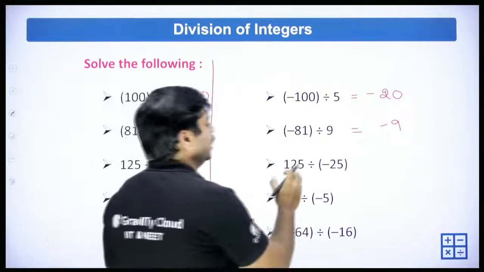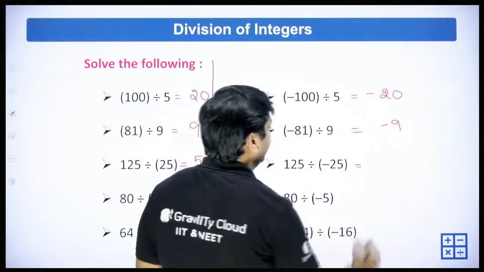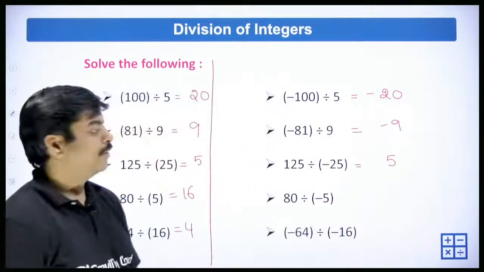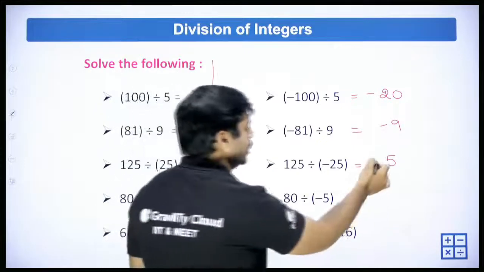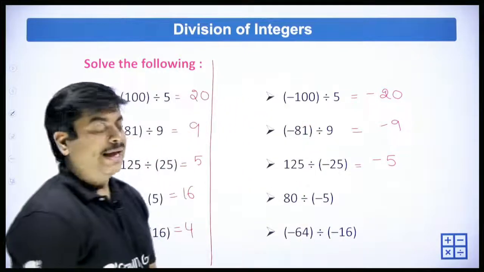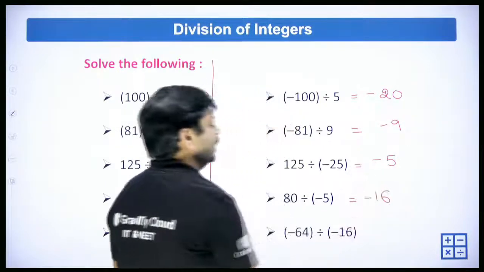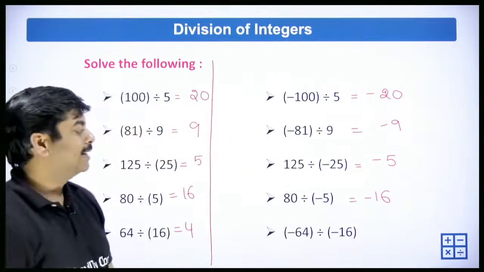Next, 125 divided by minus 25, so that is again 5. 125 divided by 25 is 5, and we have a negative, so keep it negative. 80 divided by minus 5 is minus 16, correct?